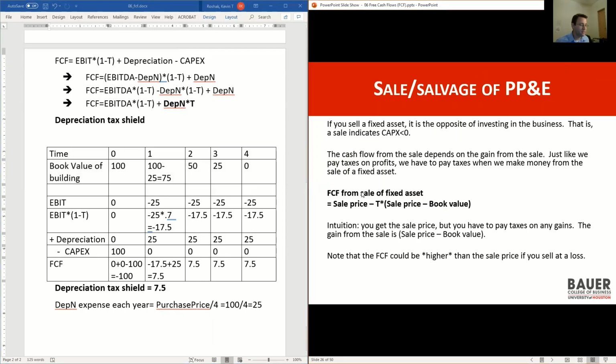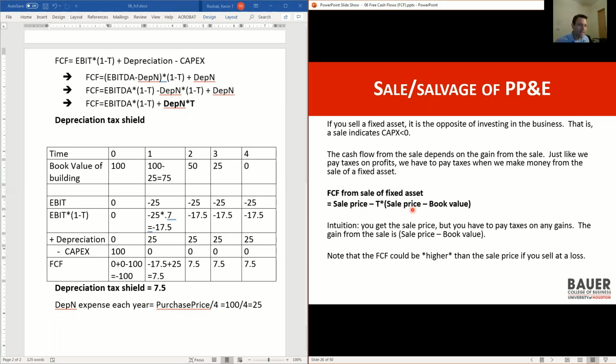If you sell an asset, the cash from that transaction is going to be the sale price, which makes sense. If you sell a 5-year-old Honda Civic, maybe you get $10,000 for it. That's a sale price. So that's a starting point. But then you have to pay taxes. How do you pay taxes? Well, you pay taxes on any gain. So you sell it for $10,000. If it's on your books for, say, $8,000, then that's a $2,000 accounting profit that you just made. And so you have to pay taxes on that $2,000.